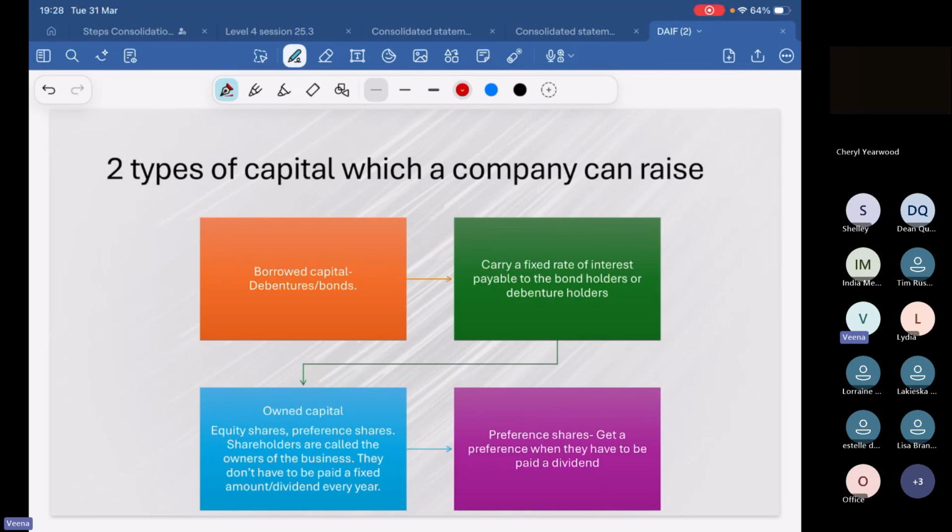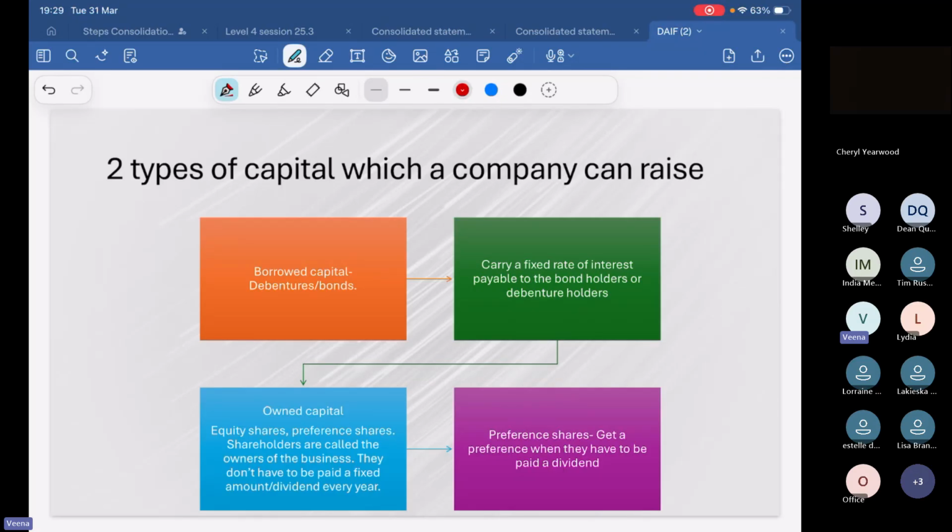So what is borrowed capital? Borrowed capital is the capital which is raised by a company through different debenture holders or bond holders. People like us can invest in them and we can get a fixed rate of interest, which is more than the bank rate of interest. If you save, you are hardly going to get it, whereas if you invest in a different company's bond, you can get a fixed rate of interest. That is like a fixed income for the investor, and for the company it is like a fixed cost, a fixed expenditure.